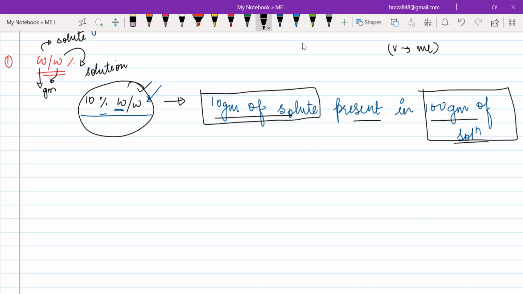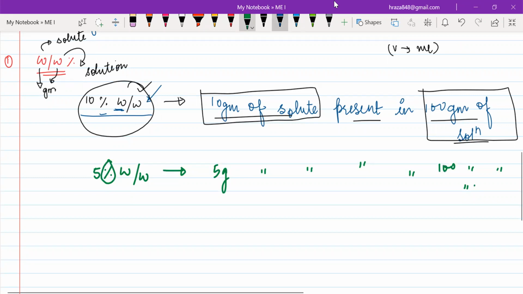If I give you, Sakina, 5% weight by weight, what does this mean? Can you extract information about this? Sir, 5 gram of solute present in 500 gram of solution. Not 500, 100. Percent is only for 100, so it will be for 100 gram of solution. Are you getting my point? Yes, sir.